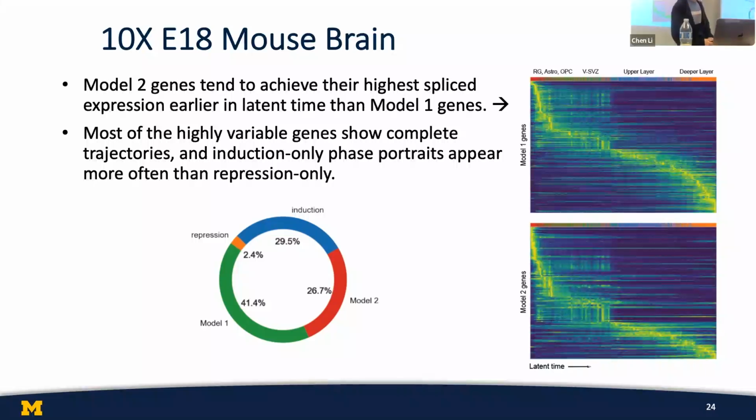We can also summarize the types of genes into a pie chart. There are 4 types of genes possible. For the partial trajectories, we can have induction-only genes and regression-only genes. But for the complete trajectory, we have 2 different decoupling patterns, so that there are model 1 and model 2 genes. We see that model 1 is usually the most common. Model 2 genes are the second most popular, followed by induction, then regression.